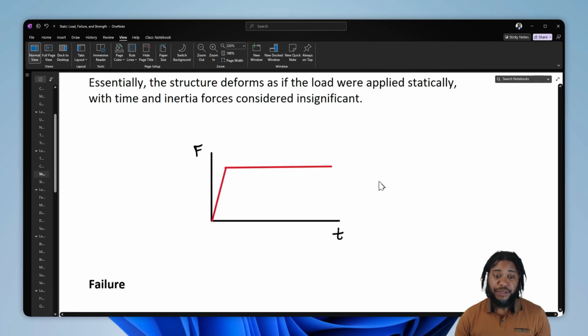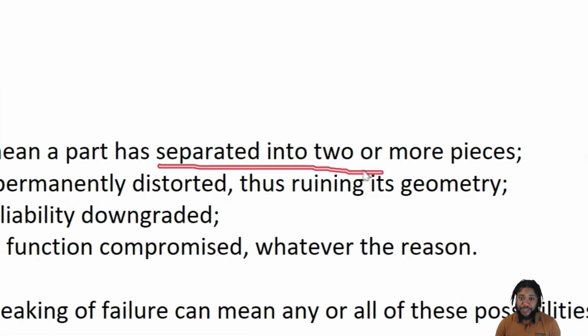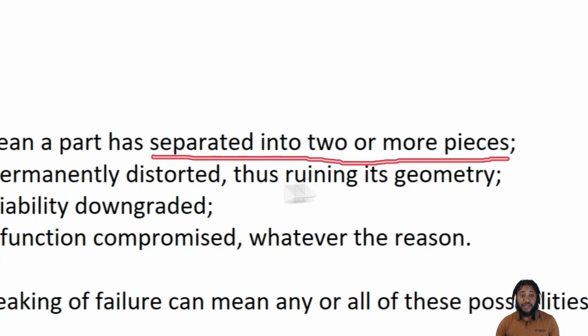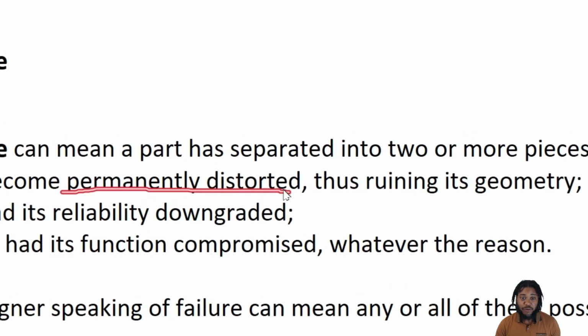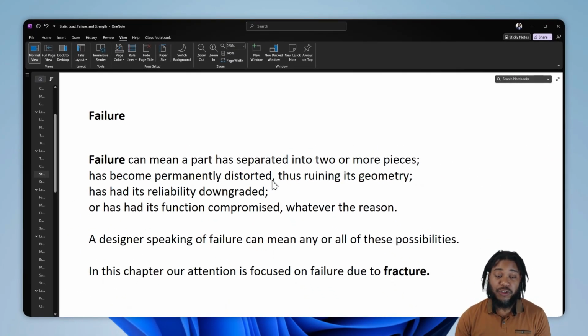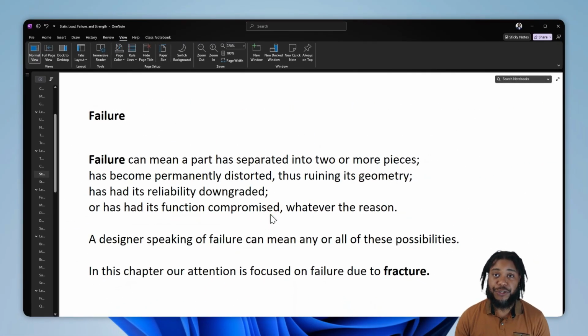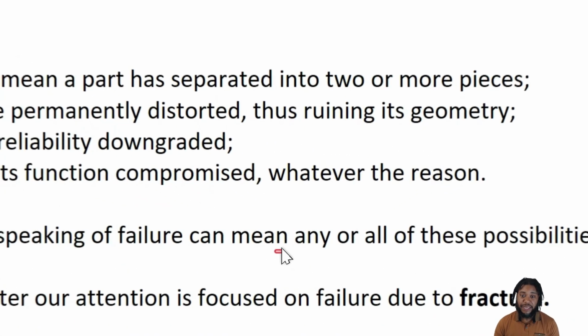Now, failure can mean many different things. Failure can mean that a part, once it's reached its static load, separates into two or more pieces. It could mean that a part permanently or plastically distorts, ruining its shape. It could also mean that a part just becomes less reliable, so it's inconsistent in its performance, or that its function is compromised for whatever reason.